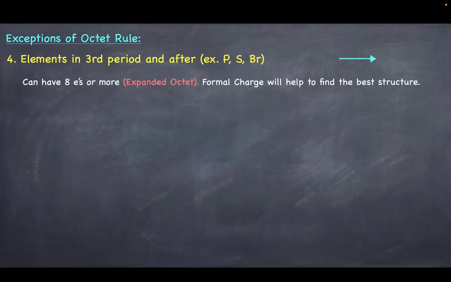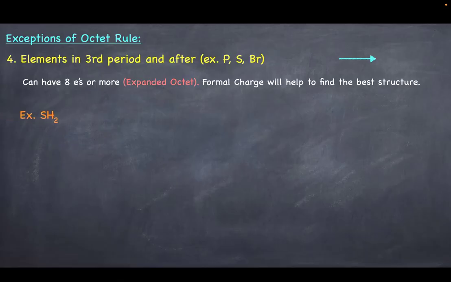But I will tag another video over here that explains how to find the formal charges and how to find the best Lewis structure based on formal charge. But for now, this is just to see in which cases something in the third period or after can have 8 electrons, and in which cases it can have more.